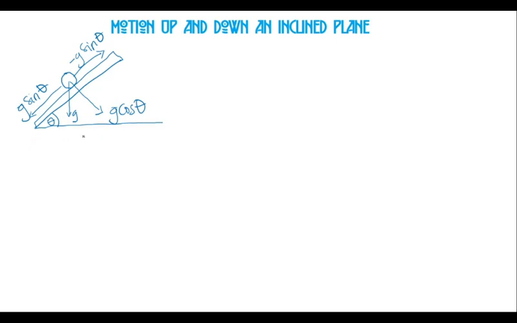Now based on these components, because our body is moving along an inclined plane, we have a slightly different version of the equations of motion under gravity. For a normal motion under gravity, we have v is equal to u plus gt, then v squared is equal to u squared plus 2gh, then h is equal to ut plus half gt squared.